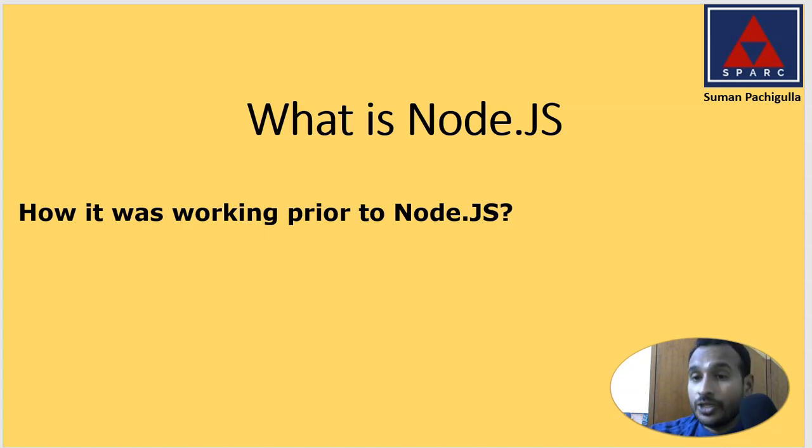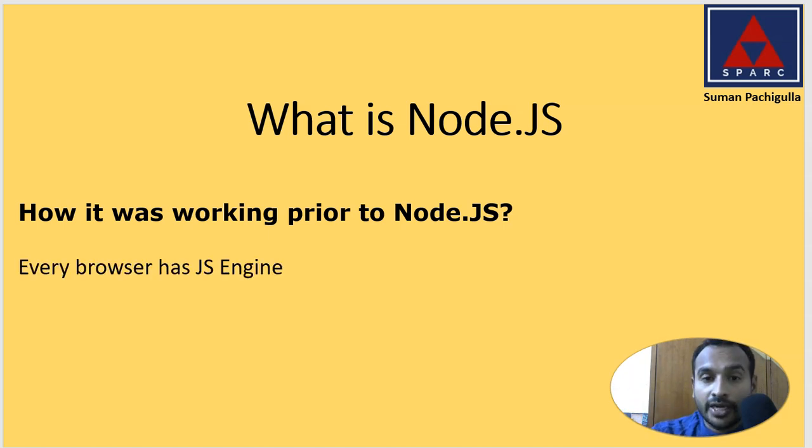When Node.js was introduced, meaning Node.js is used in the backend connectivity, to work on the server side. Prior to that, JavaScript code was executed on the browser side. Now how it was working is, every browser has a JavaScript engine.